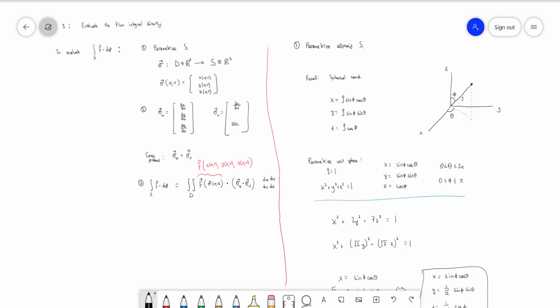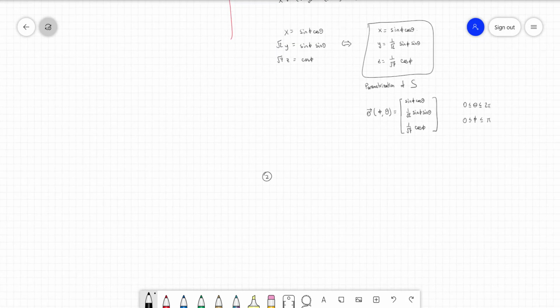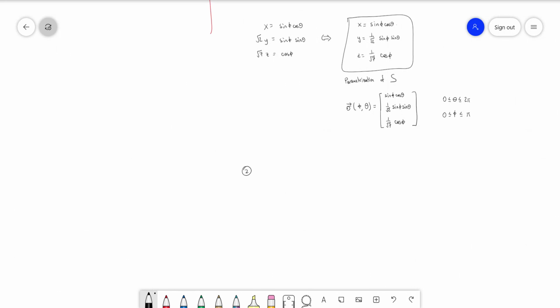So now I need to compute these partial derivative vectors and take their cross product. So that's the next step. Here I'd be doing the partial derivative with respect to theta and phi. So let's start with the partial derivative with respect to phi, which maybe you guys would prefer to write like this. So I'll write it like this.